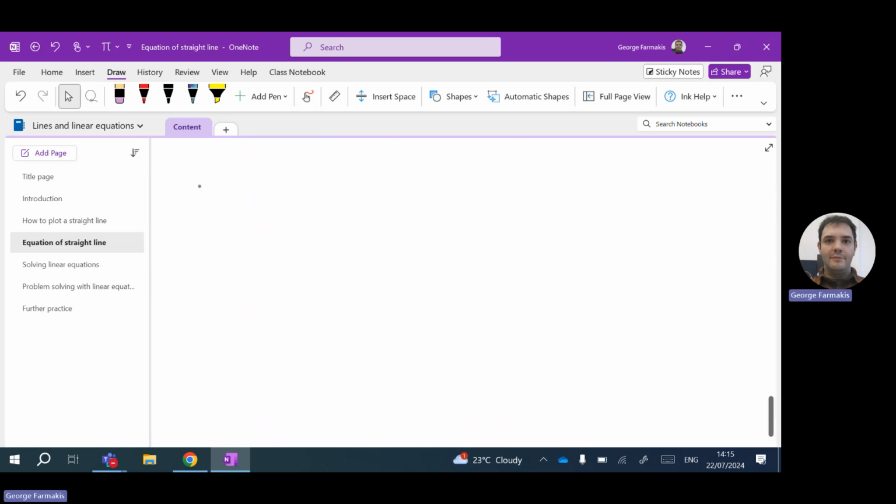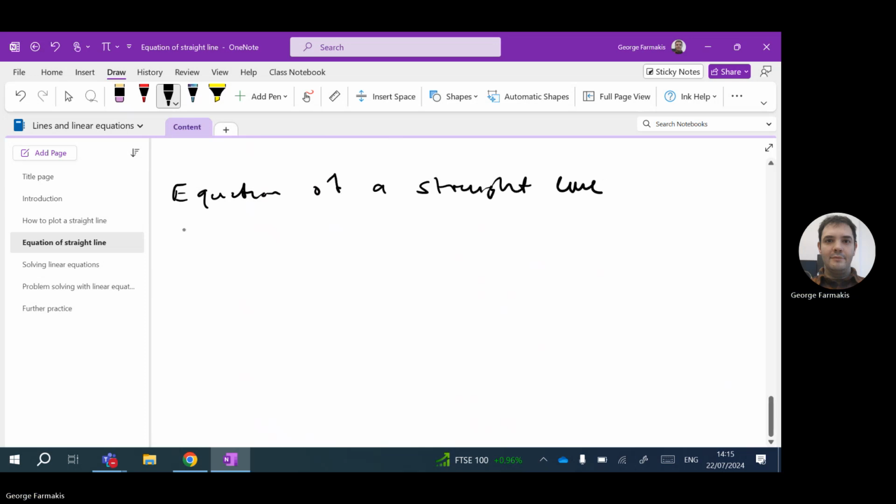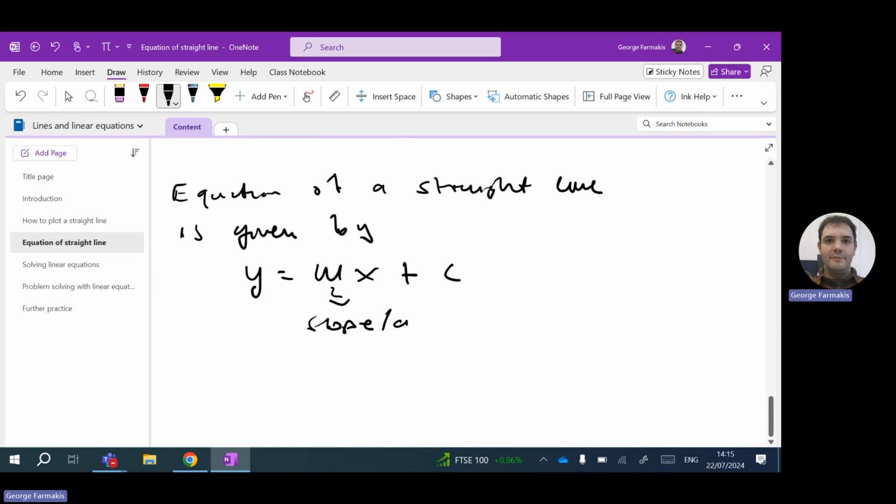Let me recap here. In general, the equation of a straight line is given by y equals mx plus c. m is the slope of the line, or the gradient. c is the intercept, the y coordinate of the point where the line crosses the y-axis.